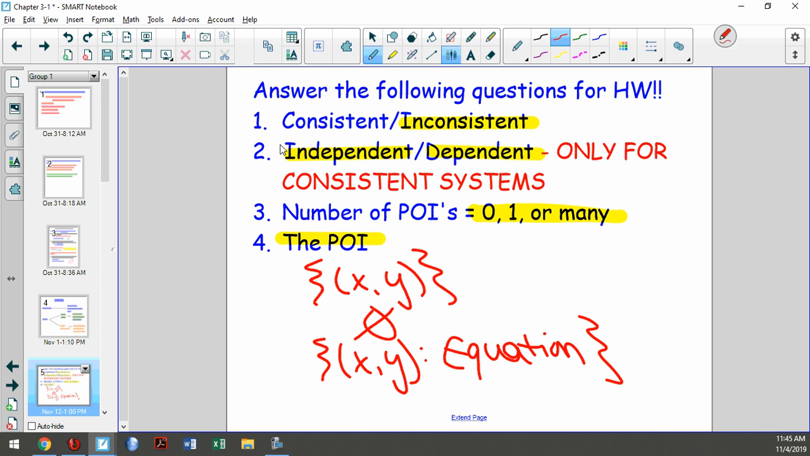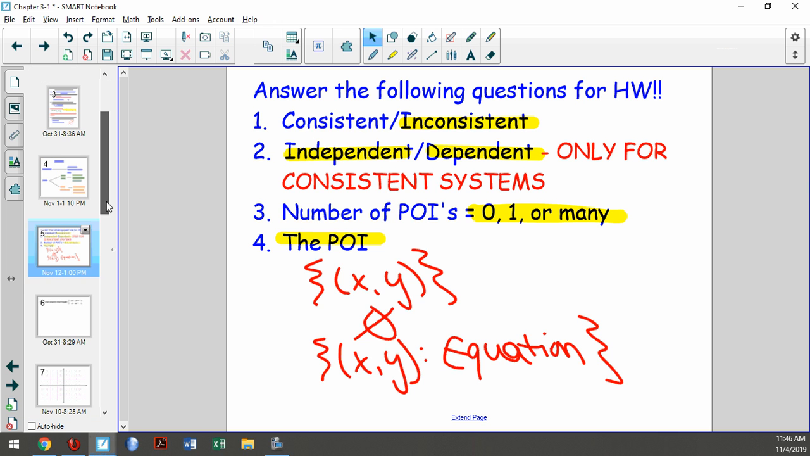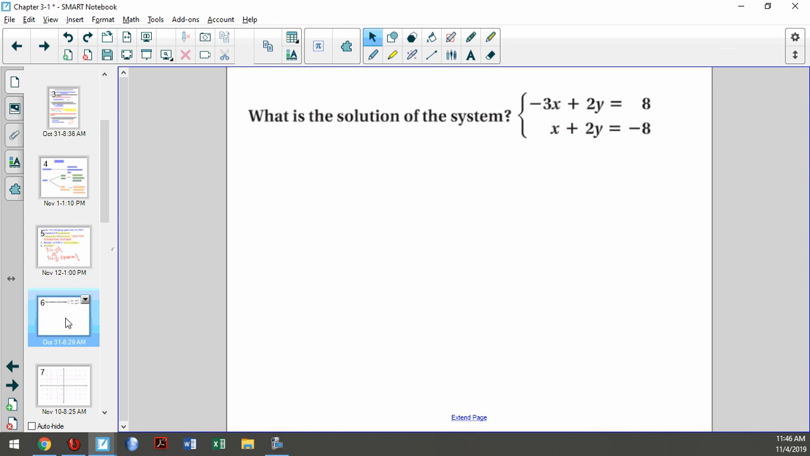It can be 1 point, such as 1, negative 2. It can be no solution, or it can be x comma y, such that x plus y is equal to 5. Okay? Are we all good on that? Yes or no? Okay, now, with that being said, let's go ahead and start this. Here's your first example.